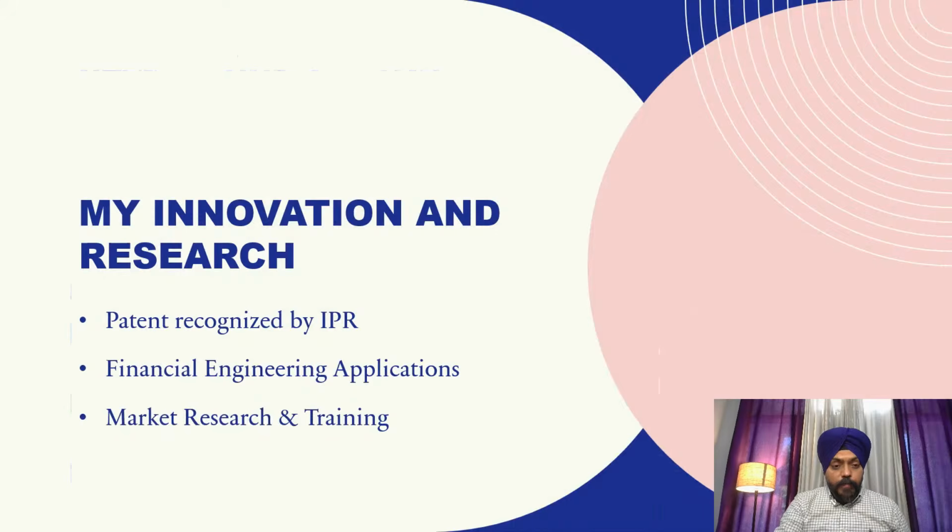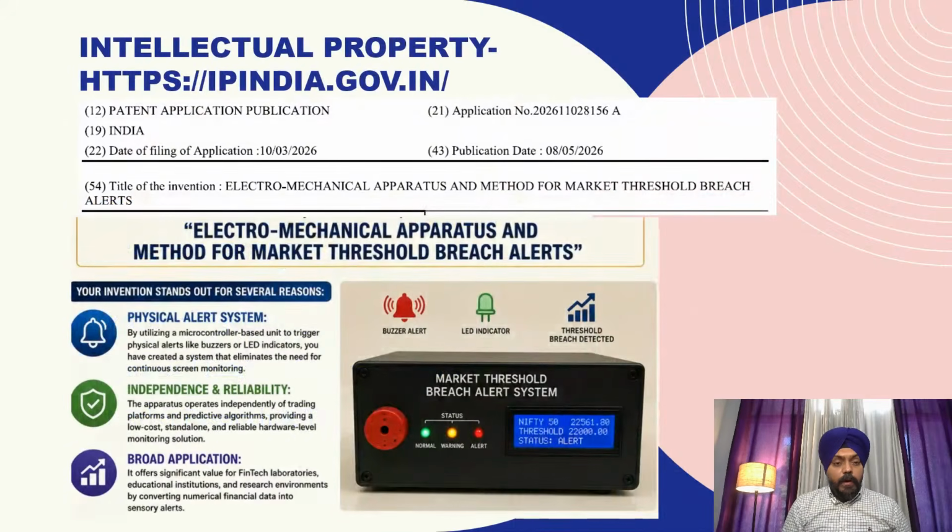So I'm sharing one achievement of mine. I got one patent with IP India, Intellectual Property Rights, where we have formed one device, like an electromechanical apparatus and method for market threshold breach alerts. बहुत सारे आजकल online applications हैं, these are very good, these have their own advantages, but at the same time, before submitting the application for this patent, ऐसा कोई भी device नहीं है, there is no physical device which can generate the alerts. So this was our innovation basically.